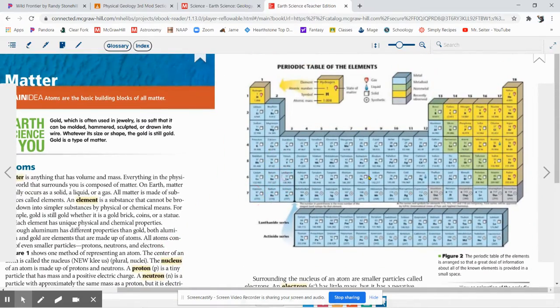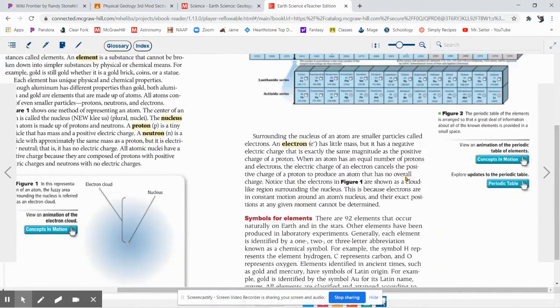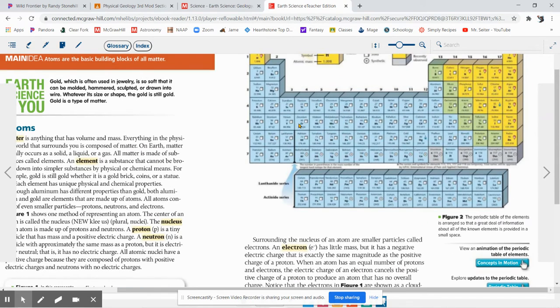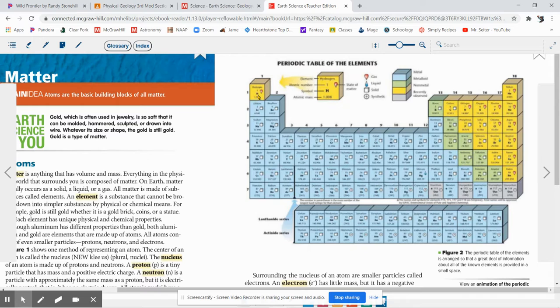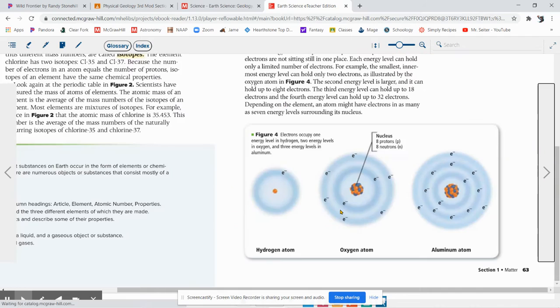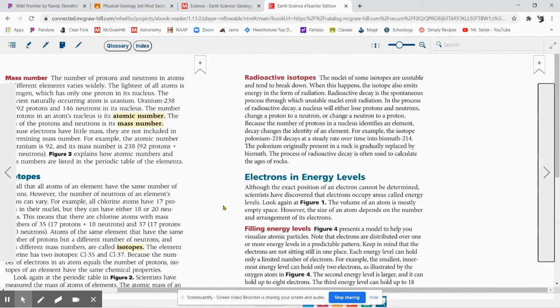And here we are with the periodic table of the elements. The symbols for the elements. Remember, each element has its own symbol. This should all be review again. Hydrogen, helium, and the rest in here. Those are your symbols. Each symbol stands for a specific element.